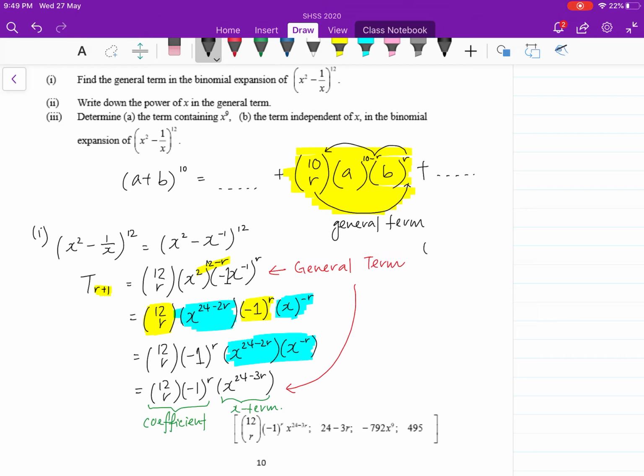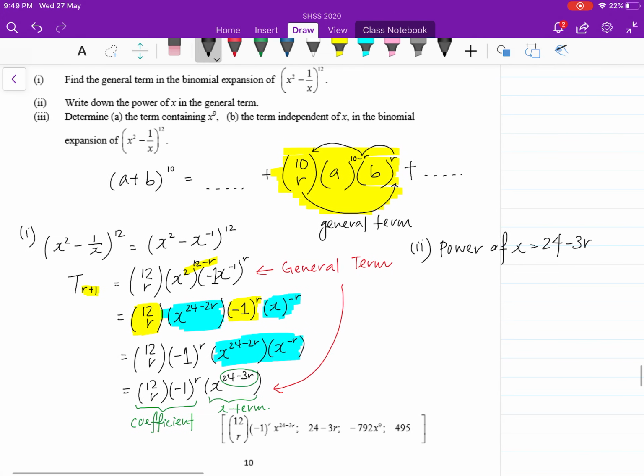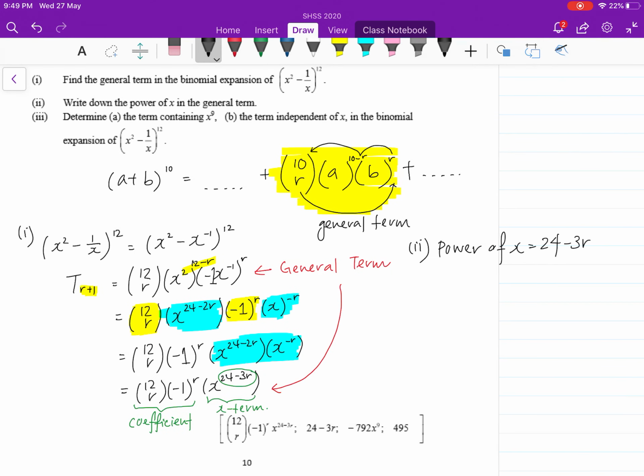Now part 2, what they want is write down the power of x in the general term. Very easy. Power of x is just here. 24 minus 3r. So power of x is just 24 minus 3r. All right. Determine the term containing x to the power of 9. I want x to the power of 9.